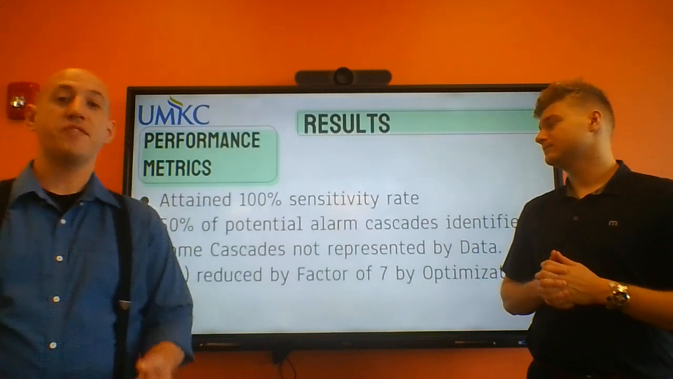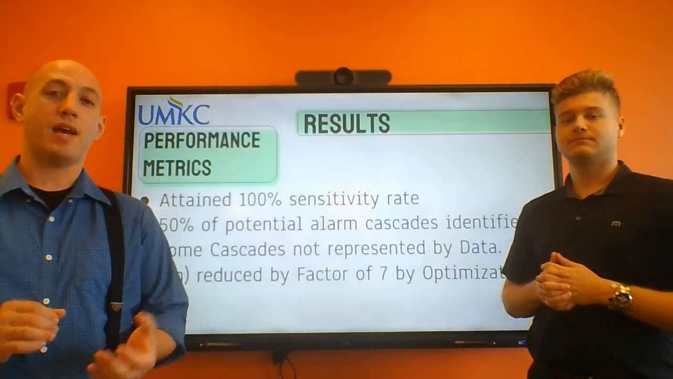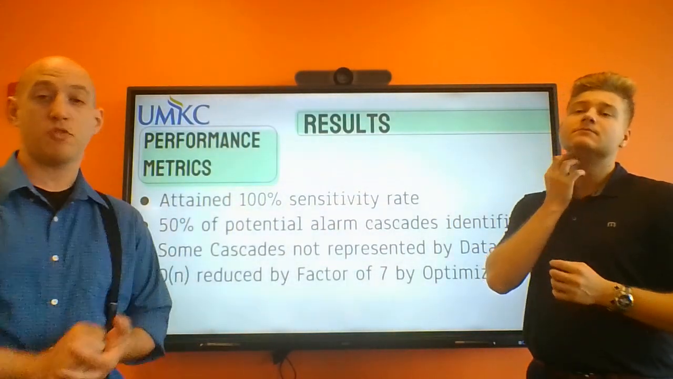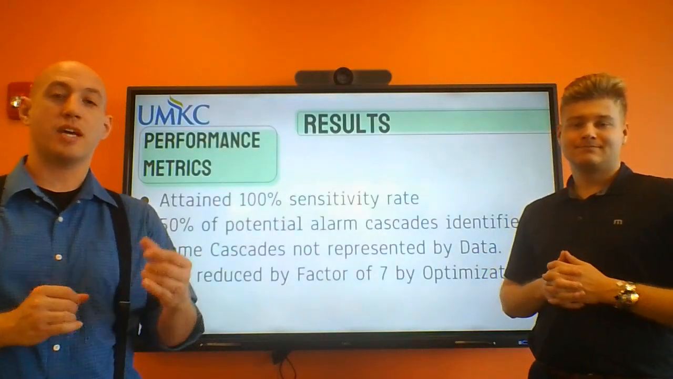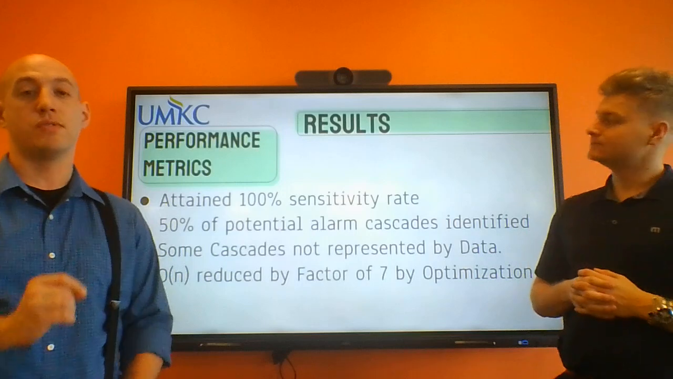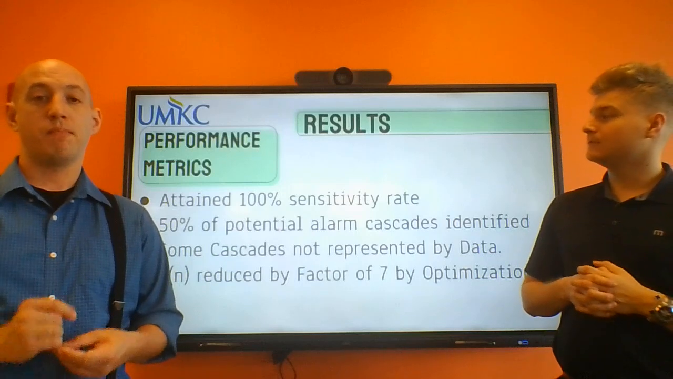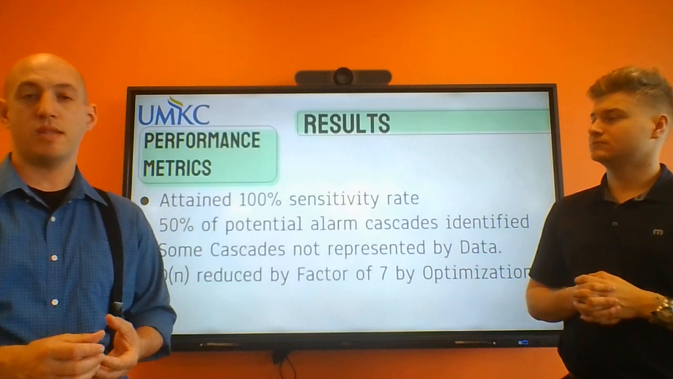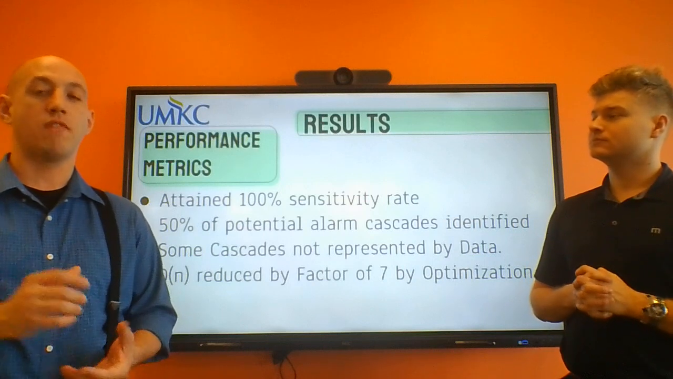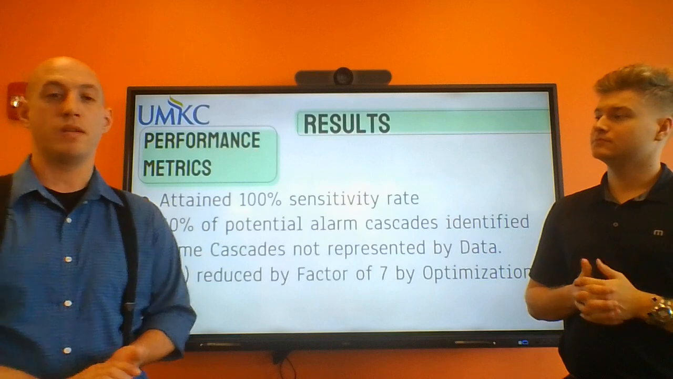So our results: we achieved a 100% sensitivity rate. By that I mean that everything that we identified as an actual positive was positive. With that, we only actually identified about 50% of the potential alarm cascades. But it should be noted here that just because an alarm cascade potentially exists within the data set doesn't mean that it will be observed in the time window that we were able to evaluate.